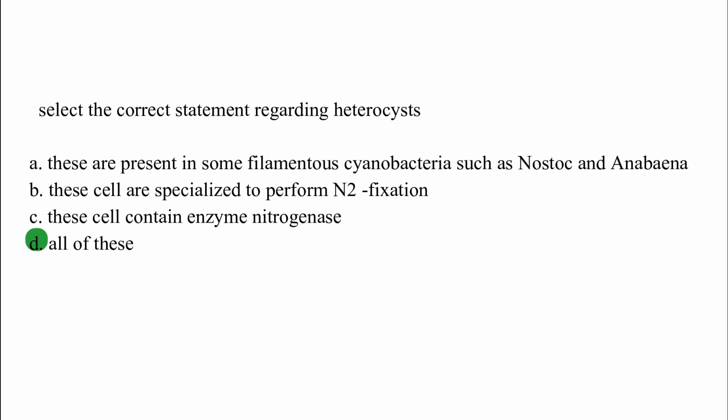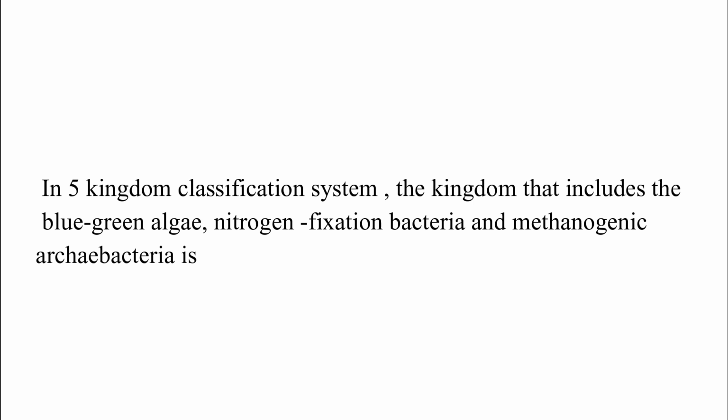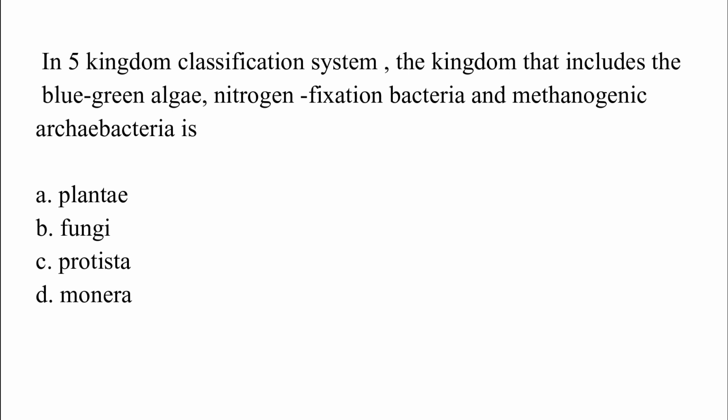In the five kingdom classification system, the kingdom that includes the blue-green algae, nitrogen fixing bacteria and methanogenic archaebacteria is: Option A, Plantae. Option B, Fungi. Option C, Protista. Option D, Monera. The correct answer is option D, which is Monera.